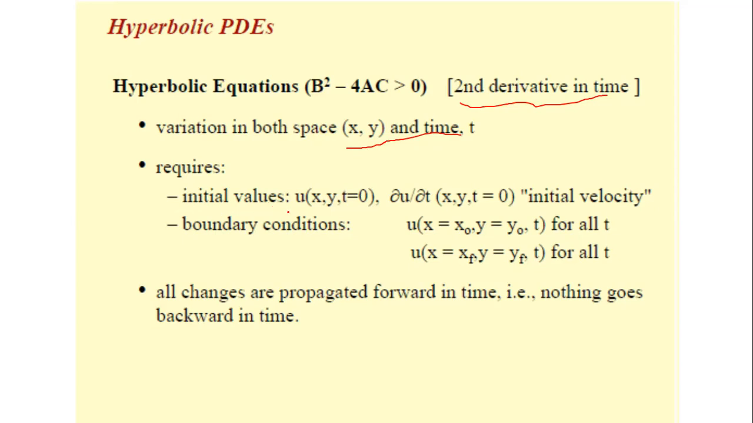So the initial values are the function values u(x, y) at t equal to 0. The first order derivative with respect to time at t equal to 0 is called the initial velocity. And you can have other boundary conditions like the initial value of x, the initial value of y, so for all t you can have these boundary conditions.